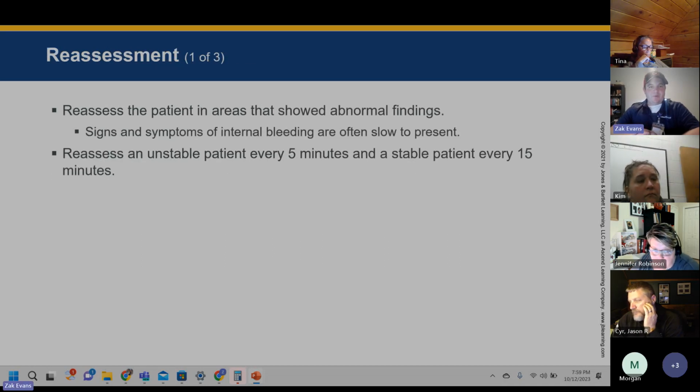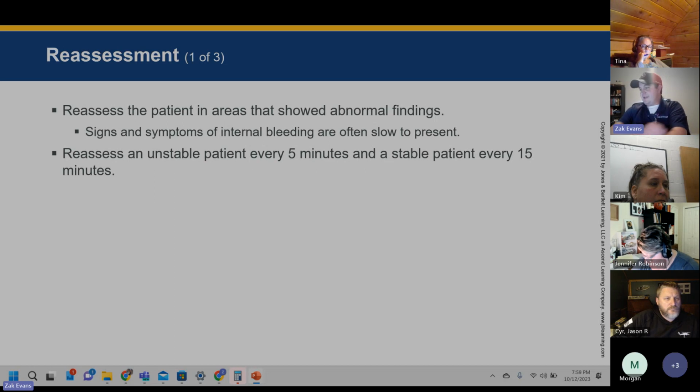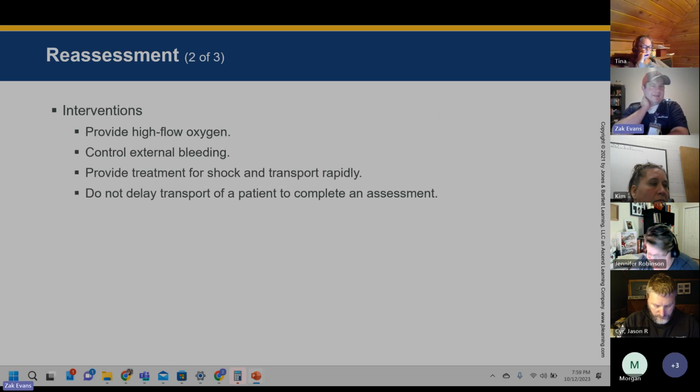And then we're going to reassess. We're going to reassess the patient in areas that showed abnormal findings. Signs and symptoms of internal bleeding are often slow to present. Reassess an unstable patient every 5 minutes, stable patient every 15. I know you guys have had that drilled into you because I've read it about 20,000 times in the last 3 lessons that I've taught. So if they're unstable every 5, stable every 15. And again, those interventions: high flow oxygen, we're going to control bleeding, we're going to provide treatment for shock and transport rapidly. These are one of those times, again, guys, that we don't stay on scene. If they're bleeding bad and they're starting to show those signs, we need to get them moving quickly.